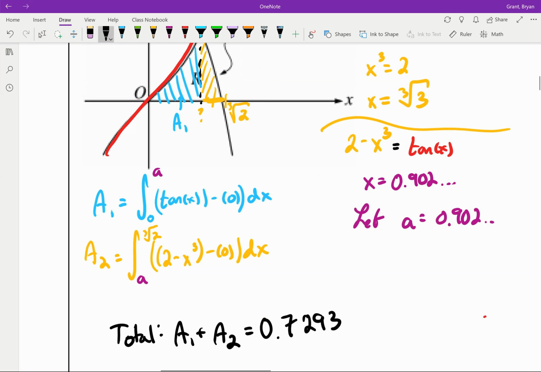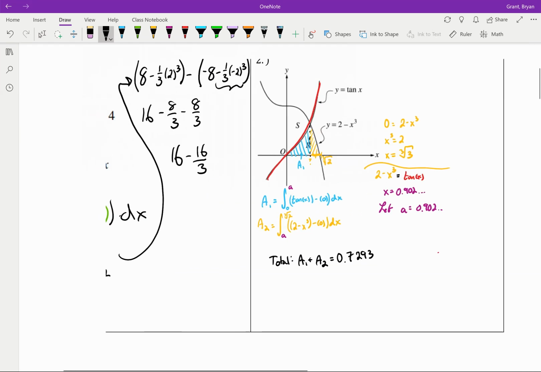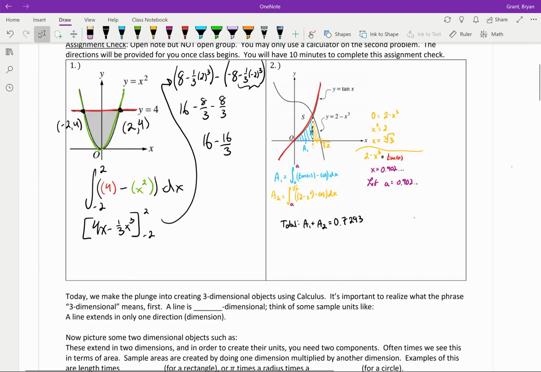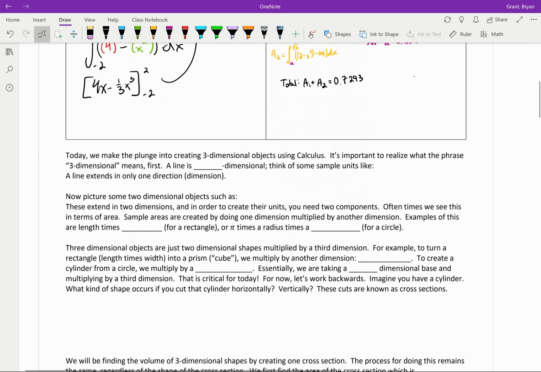Alrighty. So there is our warm-up problems. Should have taken you about 10 minutes, give or take. Maybe you did it faster, maybe slower, but make sure you're comfortable with that. Now let's get into our new stuff. So our new stuff for today is we're going to go ahead and start creating three-dimensional objects using calculus.